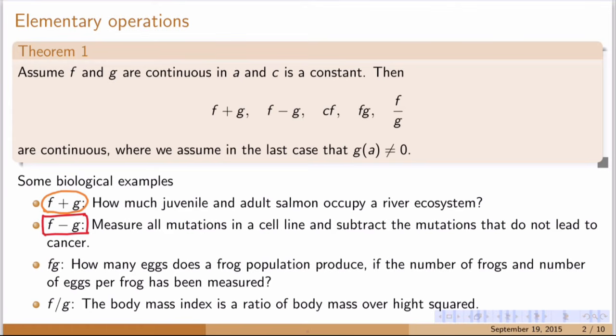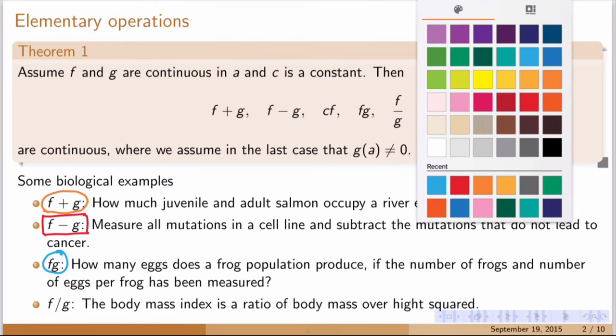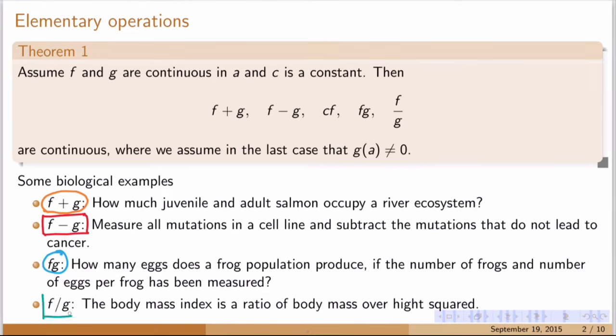The product arises, for example, if you are interested in how many eggs a frog population produces, where the number of frogs and the number of eggs per frog has been measured, but maybe the product has not been measured, so then you do this. And finally the ratio. There's a very nice example, which is the body mass index, where you have the body mass divided by the height of the person squared. So here's a little typo. Let's get this fixed.